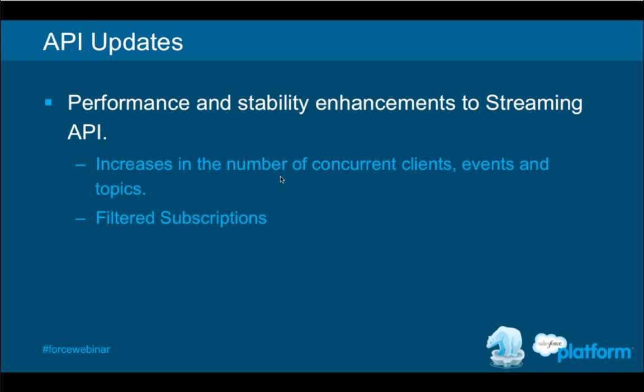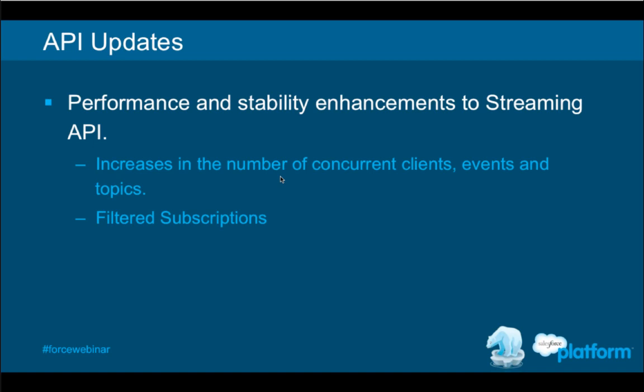For Unlimited Edition, 200K for Enterprise, and then 10,000 for everyone else. And we've also increased the topic, so I almost forgot that one, to 50. So quite a bit of increase there for the streaming API.